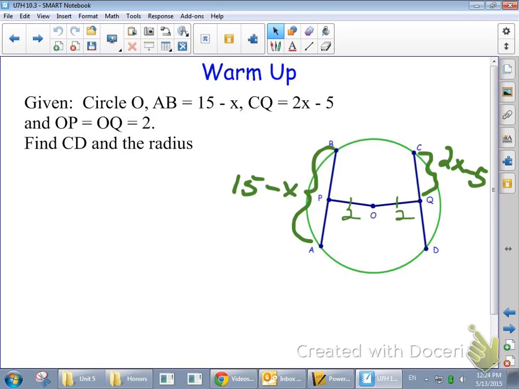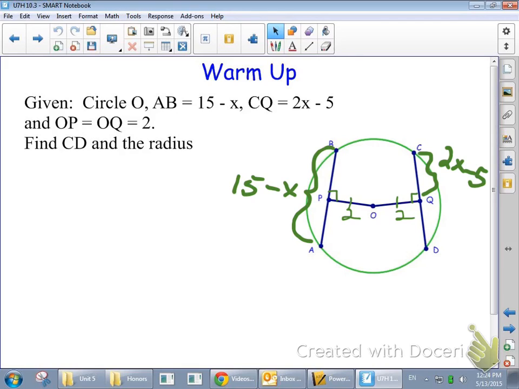So what do we know? If OP is congruent to OQ, these are both segments that are the distance to those respective chords. So if those distances are congruent, then we know that the chords have to be congruent. And we also know that the chords are bisected if we've got these right angles here. So how can we start to solve for CD and for our radius?